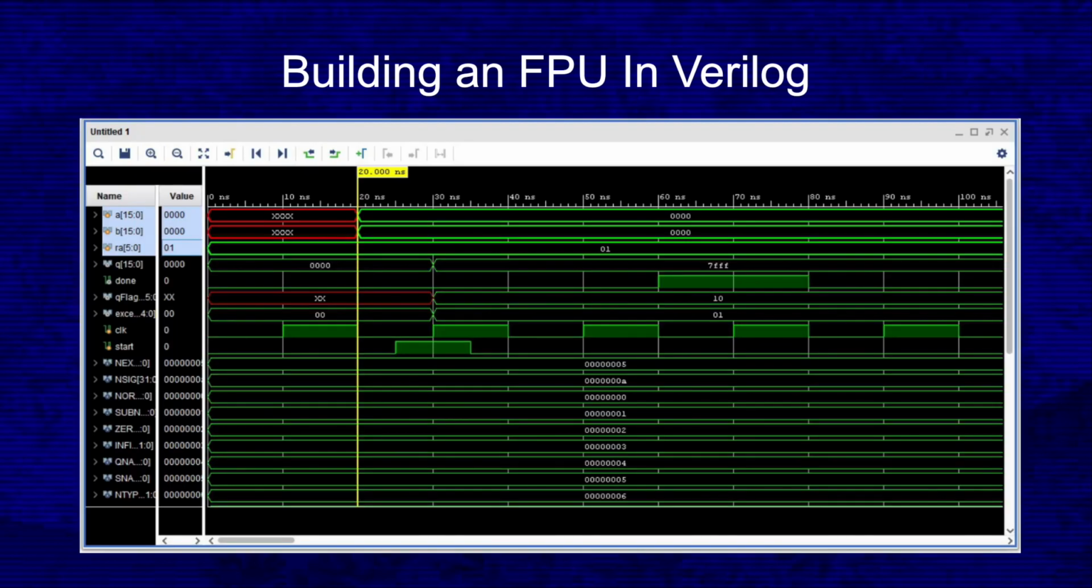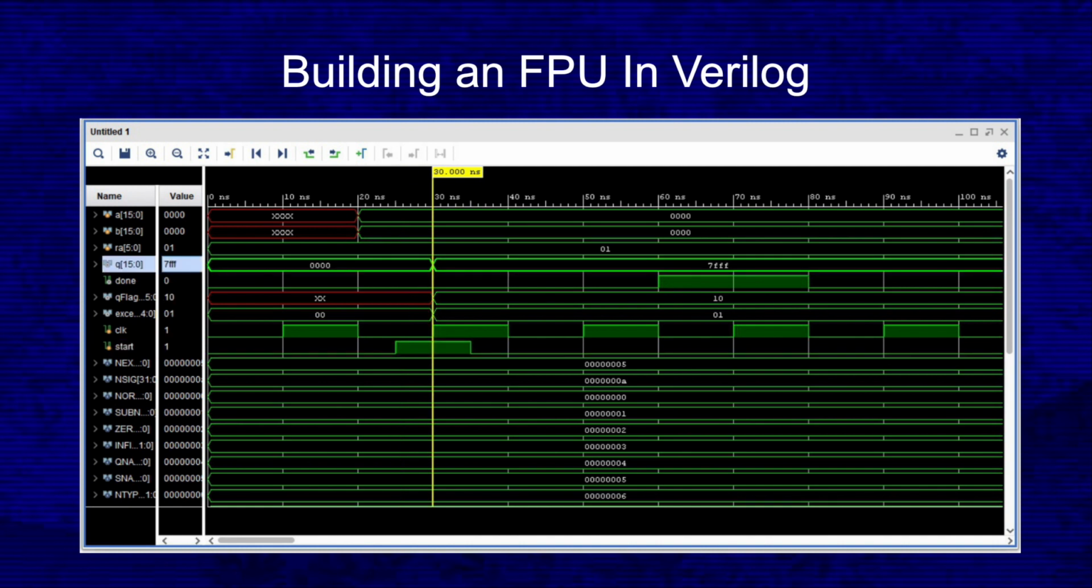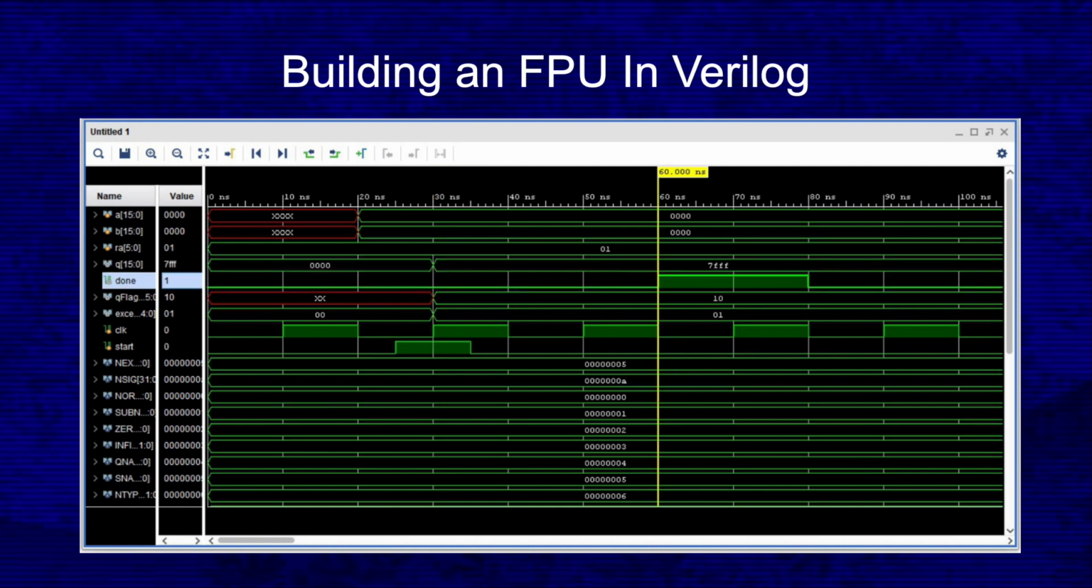On your screen is the signal trace for a simulation of what happens when the circuit is asked to divide 0 by 0. You can see the dividend, divisor, and rounding mode are presented to the division module, and then the start signal is asserted for 1 cycle. In the trace, take note of the Q value and Q flags. You can see that they are both available at the end of the first clock cycle. In the second clock cycle, the circuit asserts the done signal and the state machine returns to an inactive state.